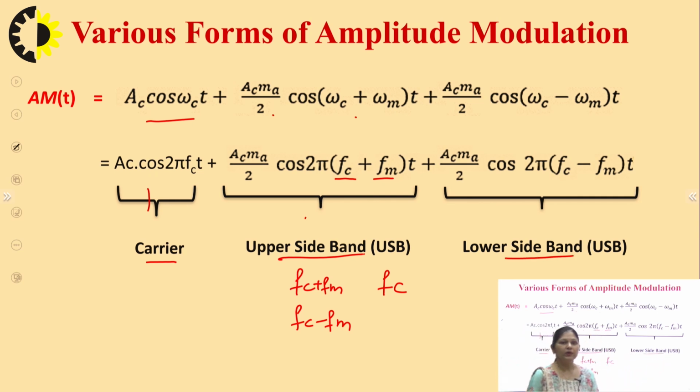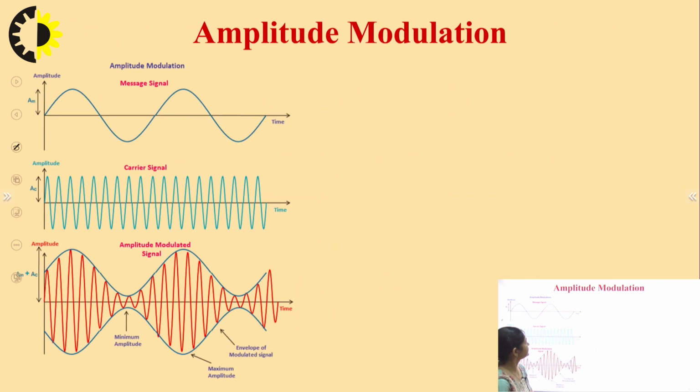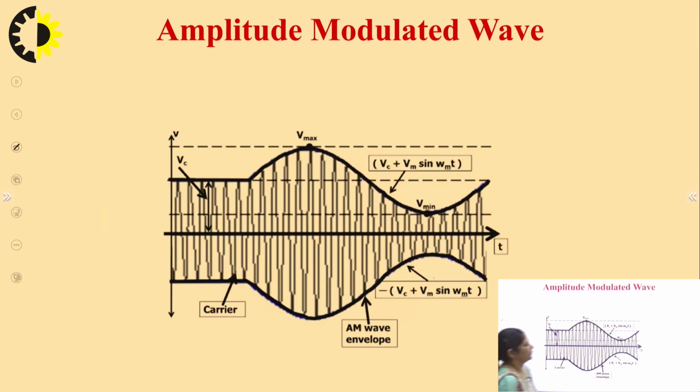So our modulated signal comprises of 3 terms. One is the carrier, another is the upper sideband, another is the lower sideband. So this is the amplitude modulated waveform. So you can see the signal here, the amplitude modulated waveform. Now I have shown you the description of this modulated waveform.